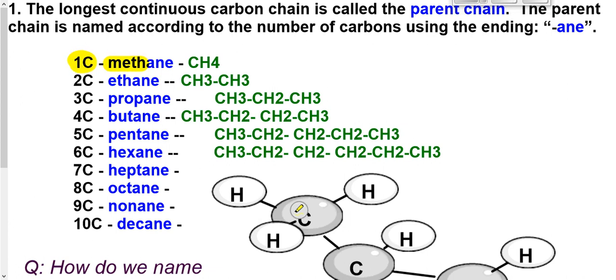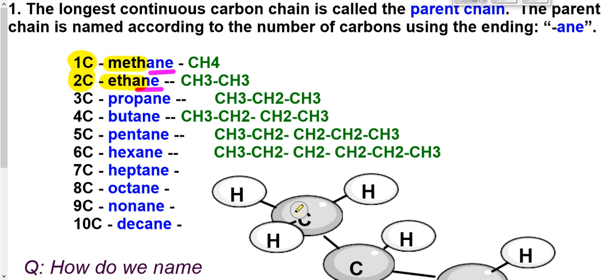Meth means you have a 1 carbon chain. All alkanes end in -ane. So meth means you've got a 1 carbon chain, and the only bond you'll see is a single bond. A 2 carbon chain starts with eth. Eth means you have 2 carbons. Again, the ending -ane means all the bonds that you will find will be single bonds.